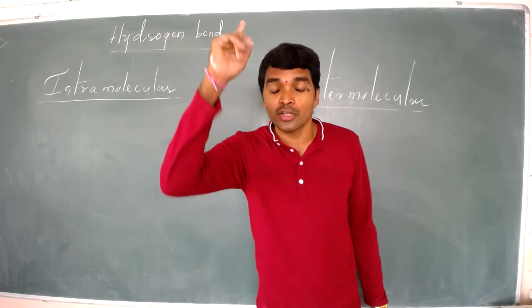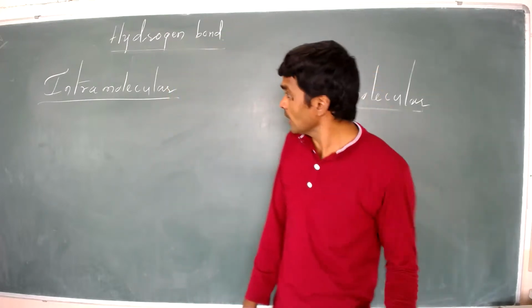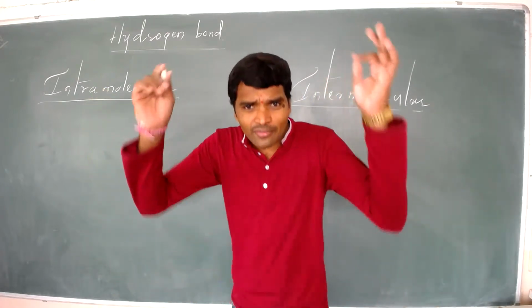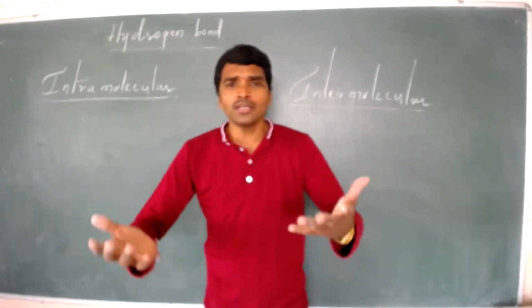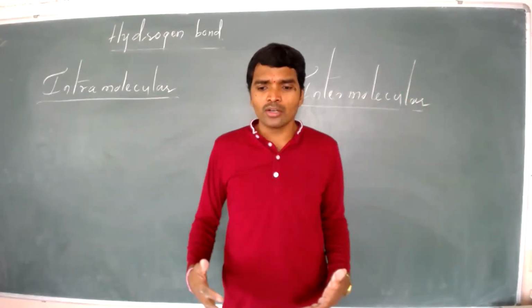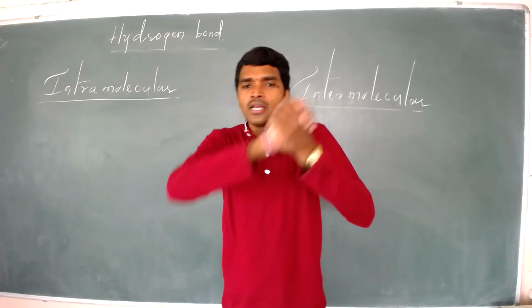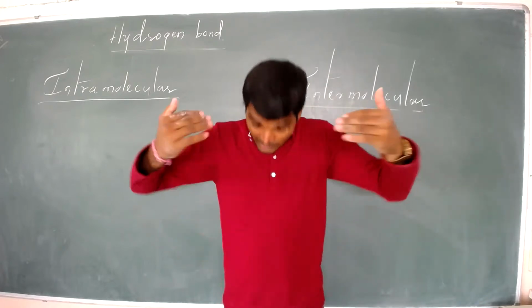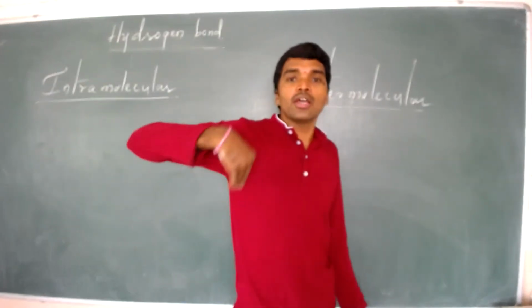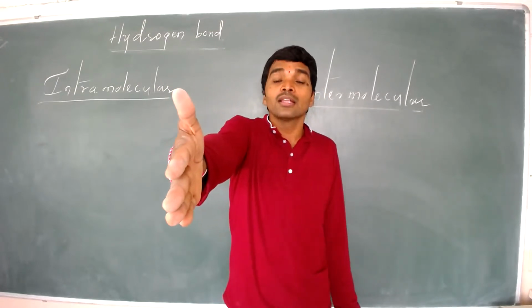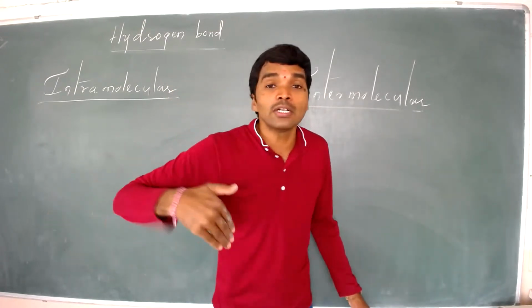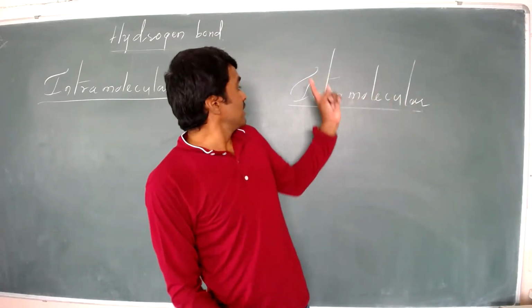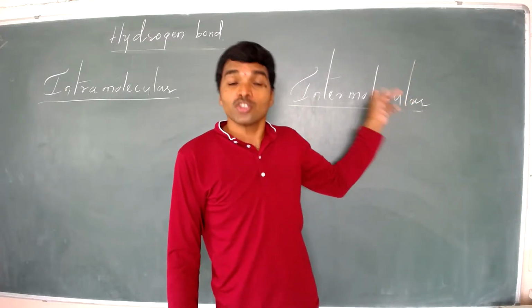This point to remember for the competitive. The point is that intramolecular hydrogen bond is a weak bond. Why? Because the bond is formed within the molecule. See, I'm a molecule. Within the molecule, hydrogen bond is formed. This is weak. It is easy to break the bond. If I form the bond with others, in between two molecules, that bond is strong. That is intermolecular hydrogen bond. This is a strong bond.